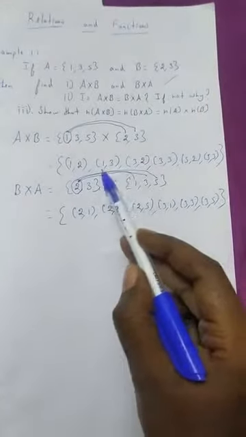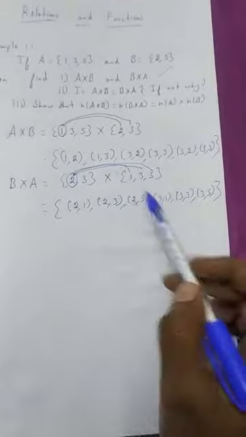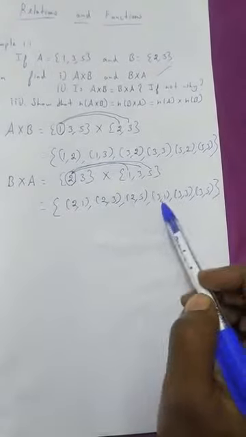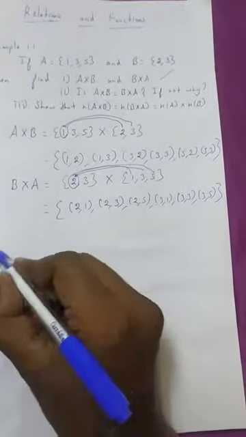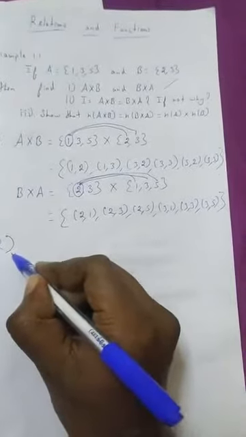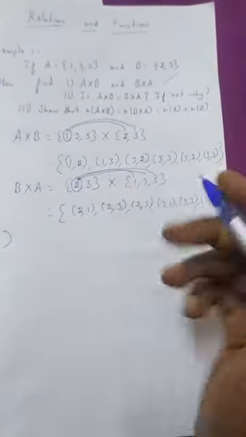So it is not same. The same way here 1 comma 3, and here we have 3 and 1. Both are the same numbers but the order is different. So these two ordered pairs are not same. Therefore, the second subdivision is A cross B equal to B cross A. We have to check whether it is equal or not.